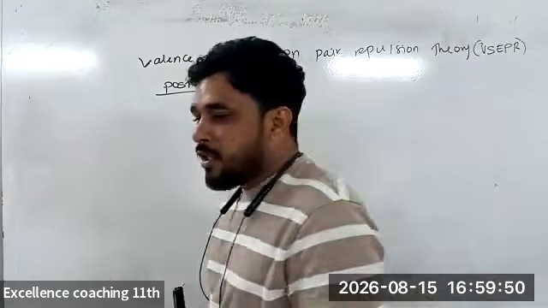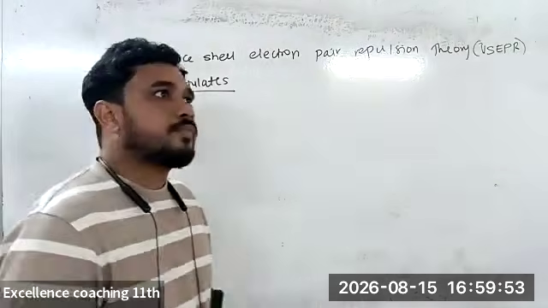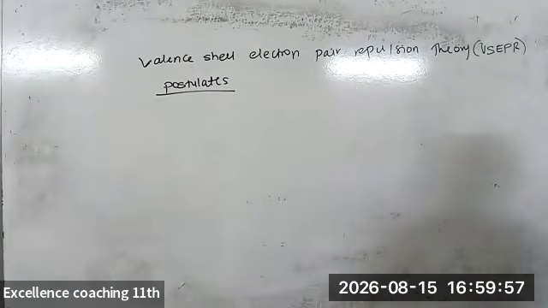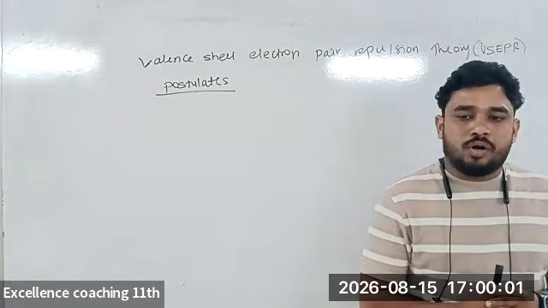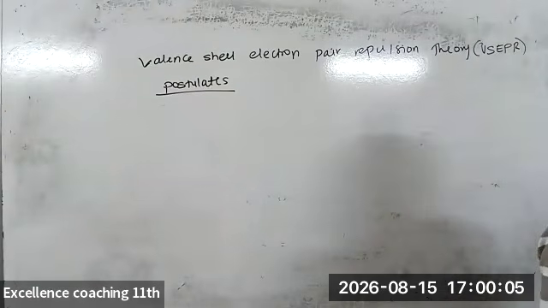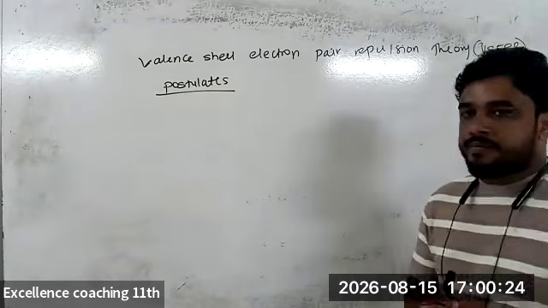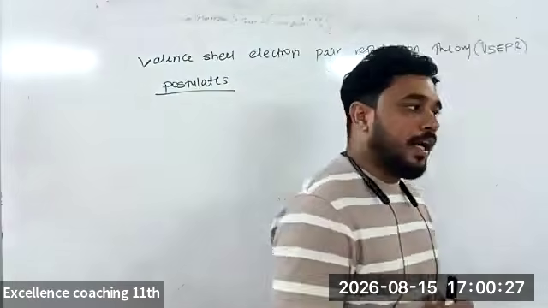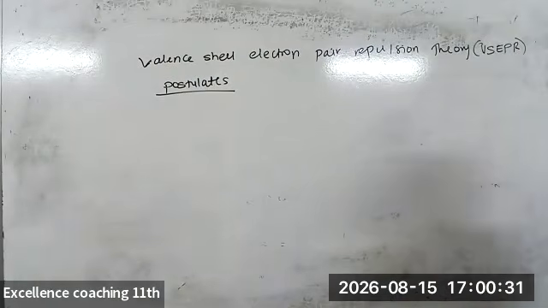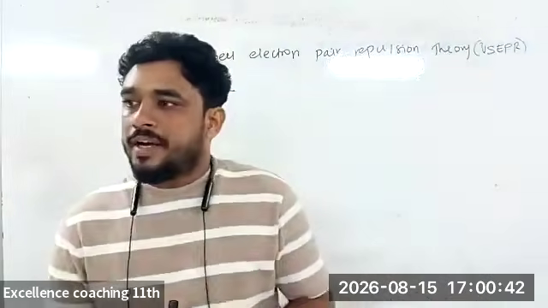Second one. Pairs of electrons in the valence shell repel one another, since the electron clouds are negatively charged.